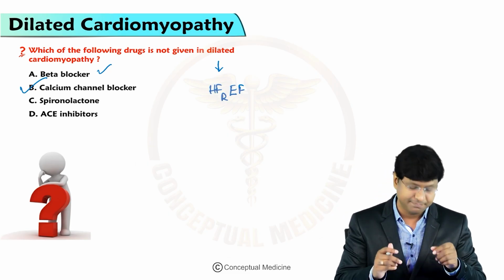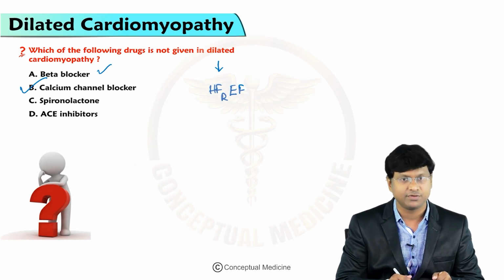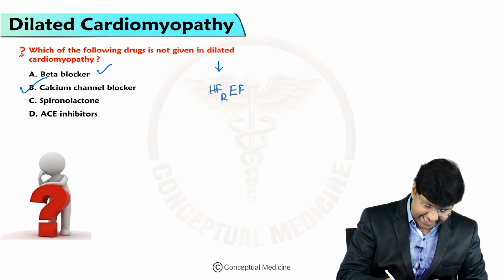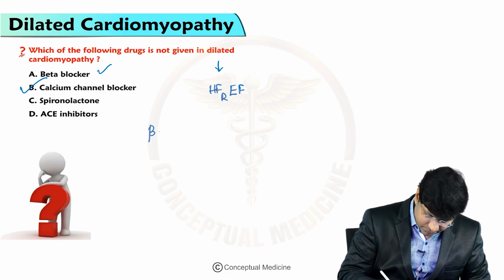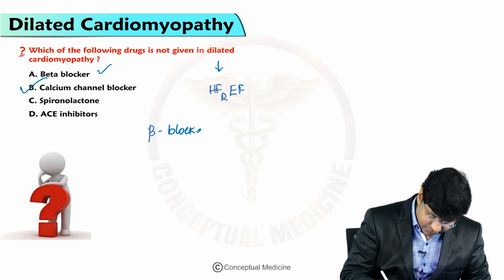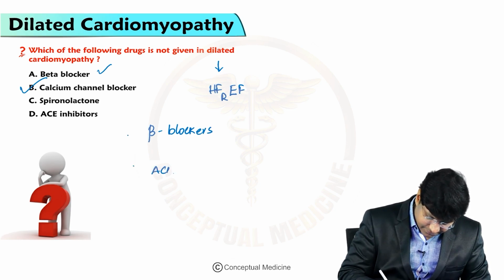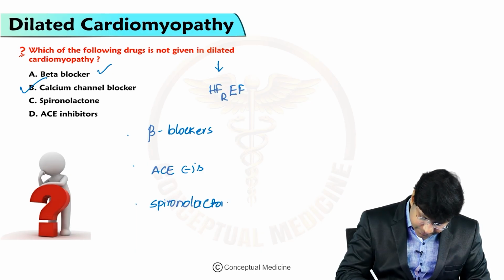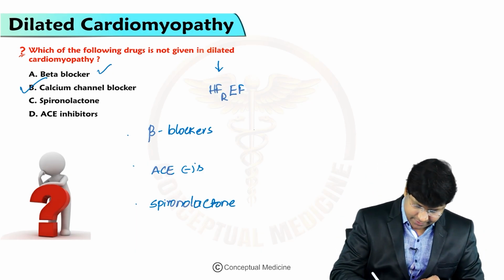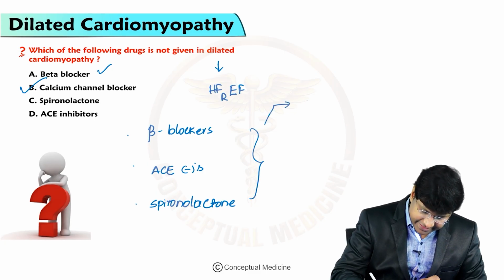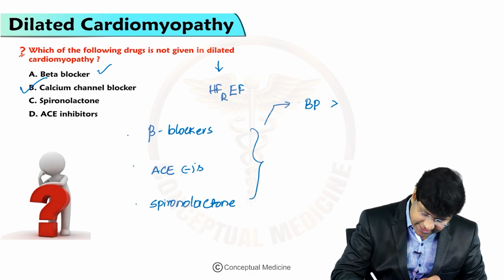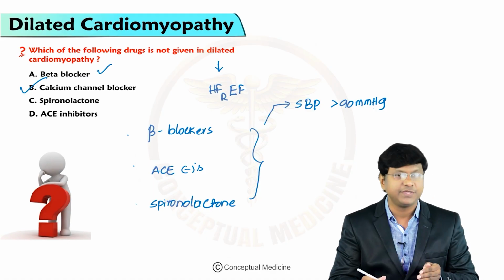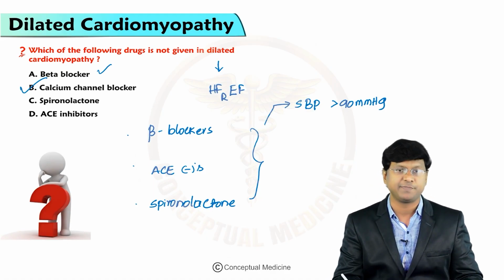But these beta blockers or ACE inhibitors or spironolactone, all of these drugs have to be added only when the systolic blood pressure is above 90 millimeters of mercury. That is the point when you need to add these beta blockers or ACE inhibitors or spironolactone.